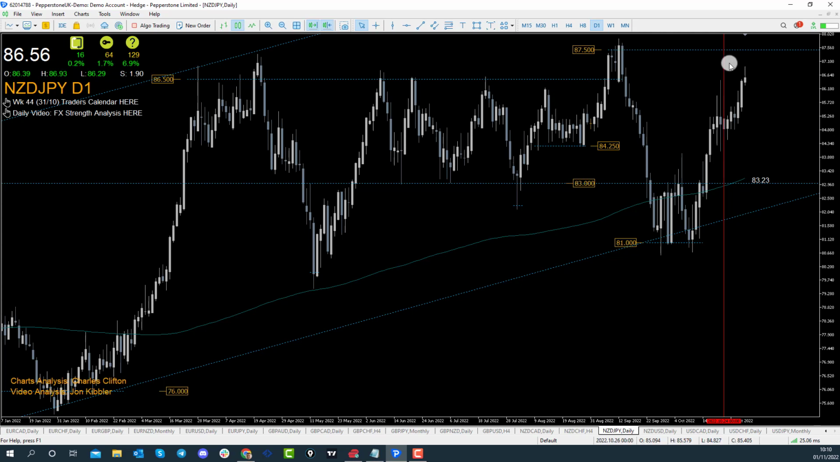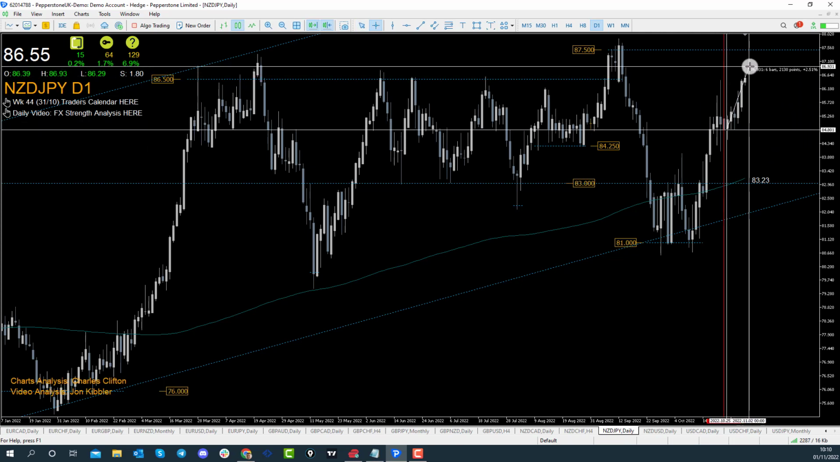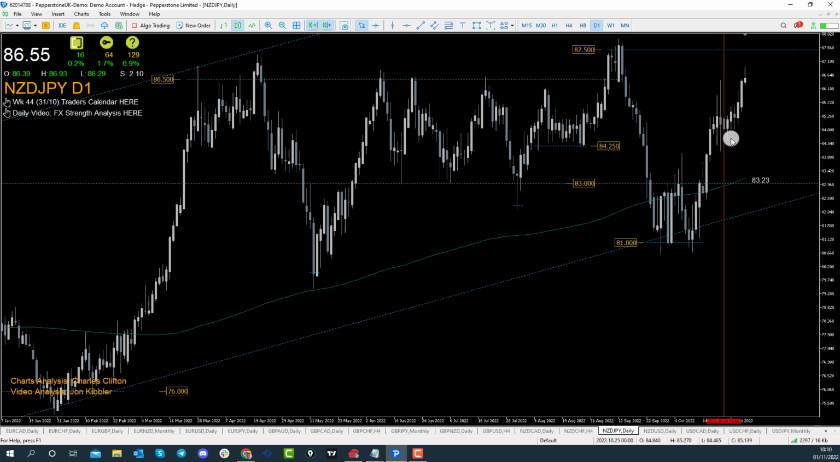Well, I've got this red line here. This red line represents the last time the currency pair featured on the currency strength tables, and you can see that was the 24th of October. So if I was to take the close and go to the high of the recent move, price has moved over 200 pips in the direction that the tables were suggesting price was going to go. So we have that impulsive phase through there.